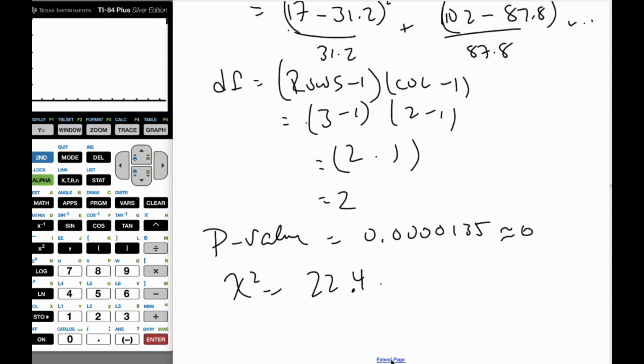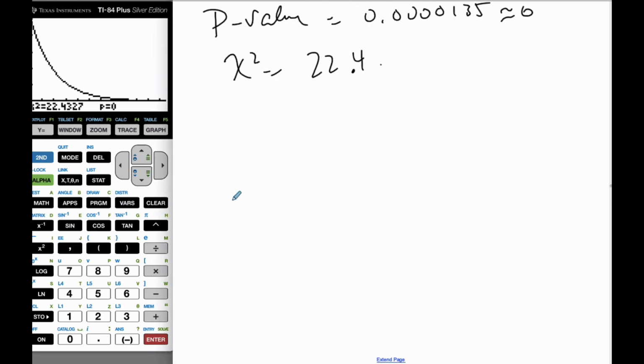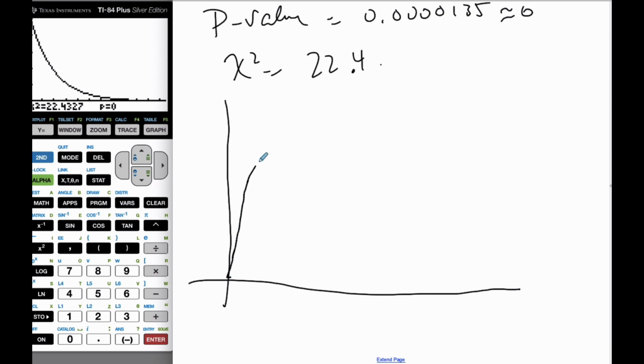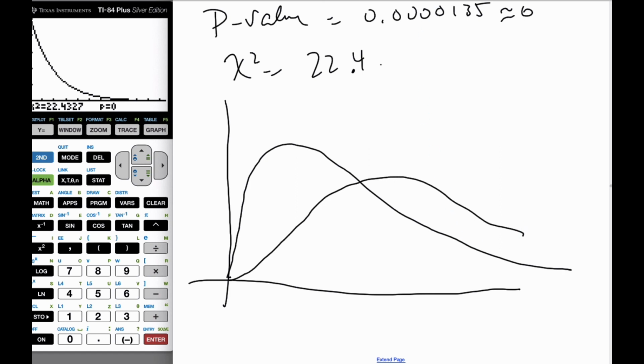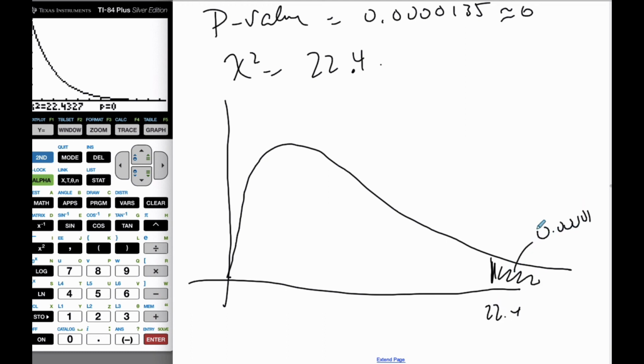So the chi-squared graphs, they are all similar in the sense they are always one-tailed. And so the chi-squared graph kind of goes like this. The higher the degree of freedom, the more stretched out it becomes. This is degrees of freedom 2, so it's actually quite steep. And so here is my chi-squared, which was 22.4. And this area is 0.00001, the p-value.